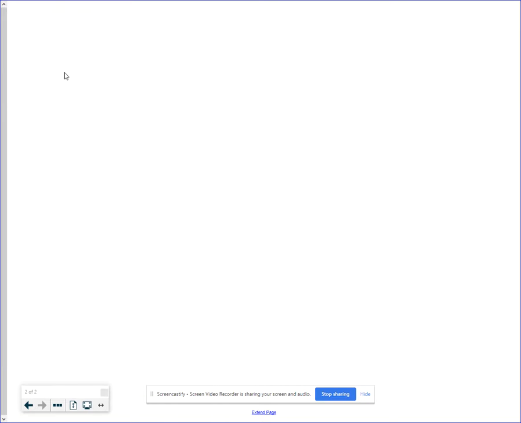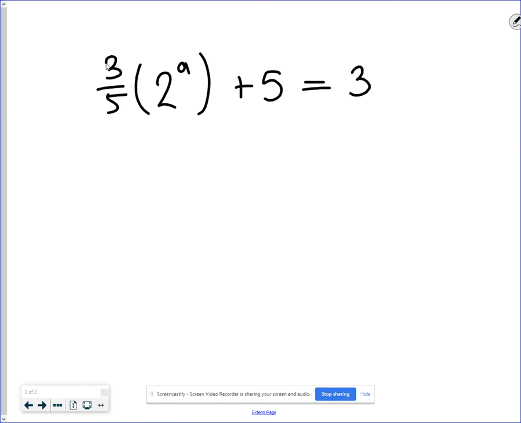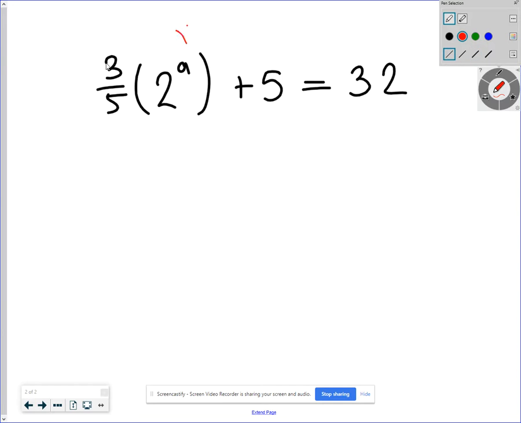So today is just an extension of yesterday's assignment. We're going to be solving exponential equations some more. Let's look at this first one I want to solve. We have 3/5 times 2 to the a power plus 5 is equal to 32. So this is an exponential equation. And again, the reason it's an exponential equation is because our variable a is in my exponent up here.